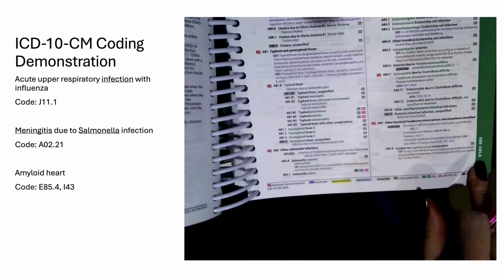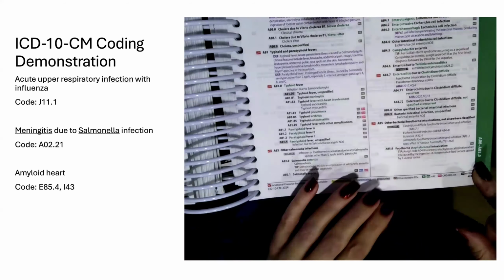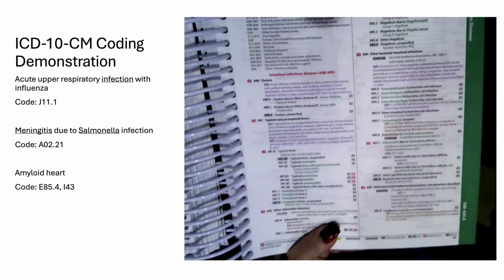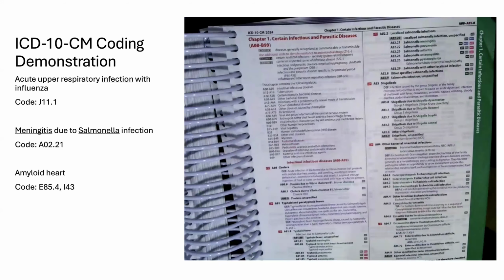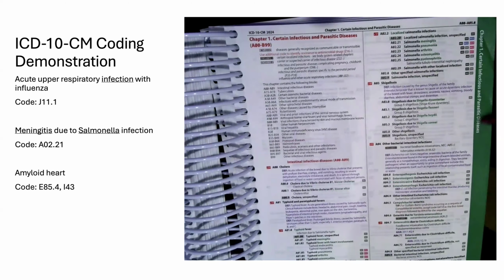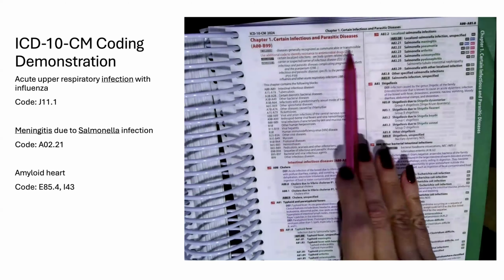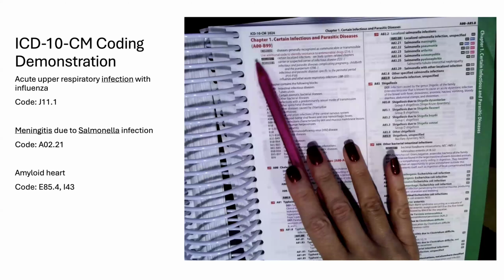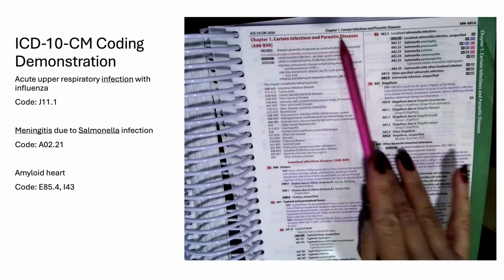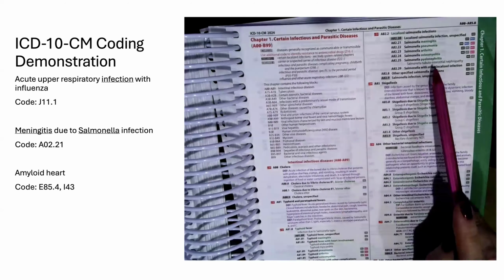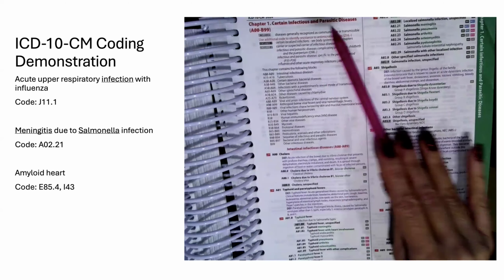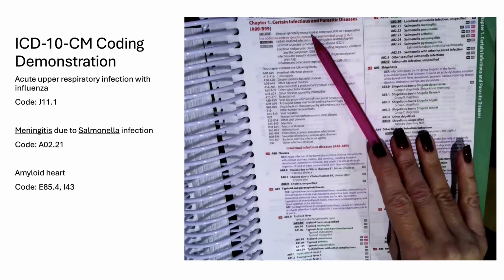A00 to A05. And one thing, whenever you're in a chapter, so here I'm in chapter 1, certain infectious and parasitic diseases, we have some chapter specific guidelines at the very beginning of the chapter. And so these guidelines here would apply to anything that is found within this chapter. Okay. And so you're going to review those, and then we're going to look for 02.21.